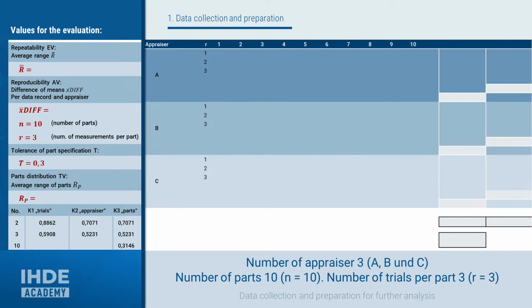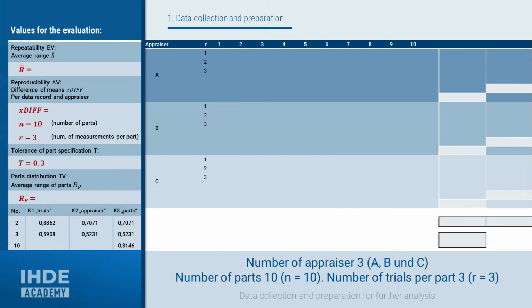For the measurement system analysis, the characteristic should be measured by 3 different people. These are appraiser A, B, and C. There are a total of 10 parts available to be measured. The same characteristic should be measured 3 times by each appraiser. So, measure the same characteristic 3 times on 10 different parts by 3 different people.